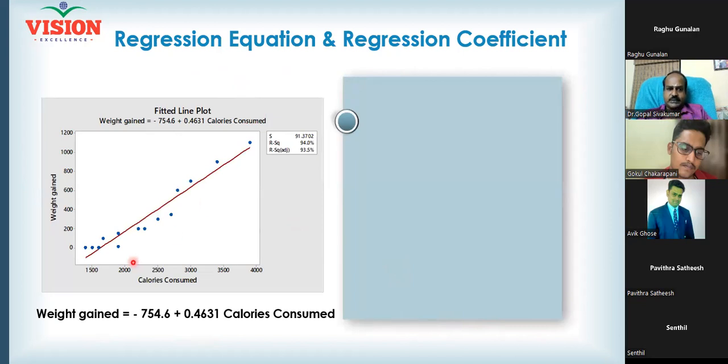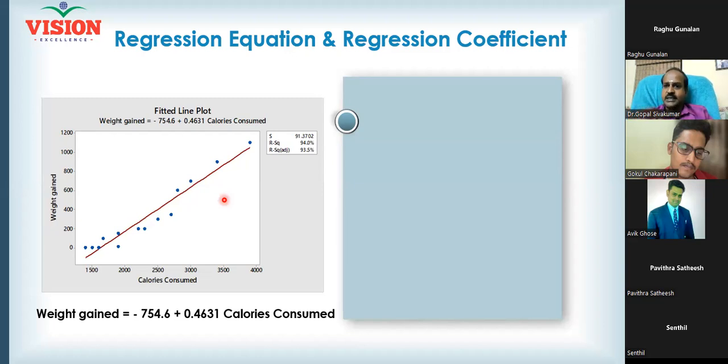What is regression equation? Expressing the red color line in the form of a mathematical equation. You call it mathematical model. Mathematical model may be linear, mathematical model may be curvilinear. Curvilinear can be parabolic, curvilinear can be cubical. Parabolic means quadratic. Quadratic means second degree equation. Cubic means third degree equation. Linear means first degree equation.